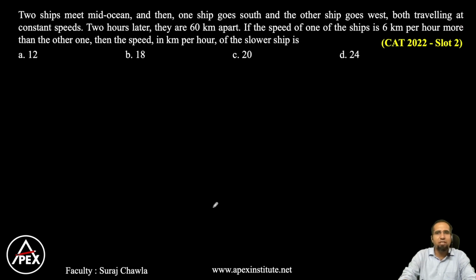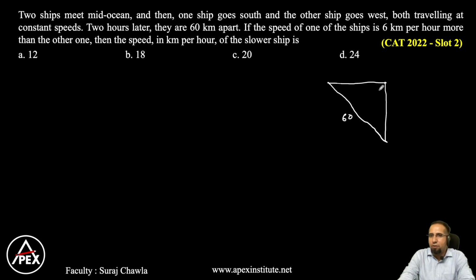Yep. So this first question had appeared in CAT 2002 slot 2. Two ships meet mid-ocean and then one ship goes south and the other ship goes west. So if this is the point where they met, one ship is going south, that is down, and the other ship is going west, that is on the left side. Clear? Now both of them are traveling at constant speed. 2 hours later, they are 60 kilometers apart. So when I say 60 kilometers apart, this distance is 60 kilometers and this becomes a right angle triangle.